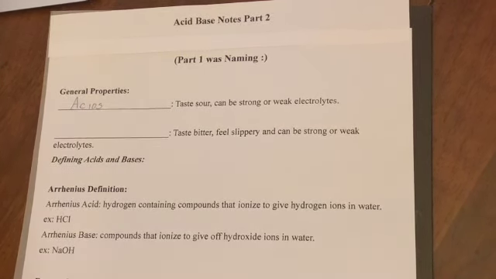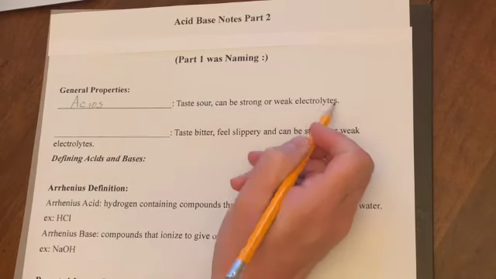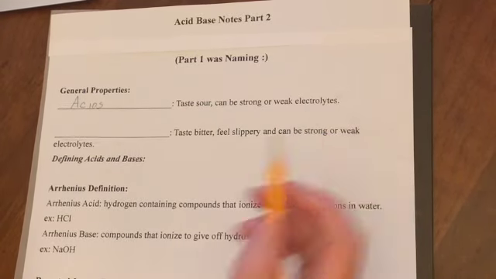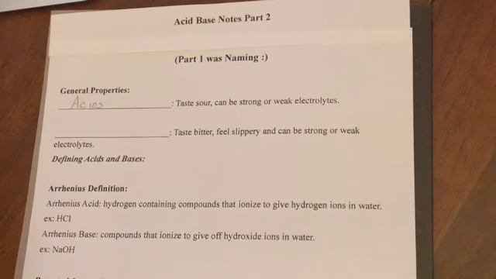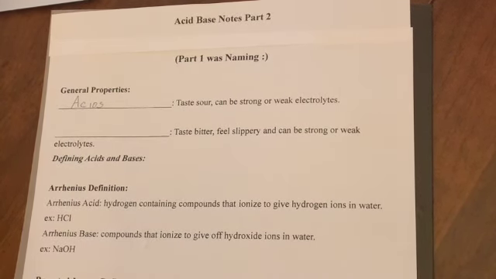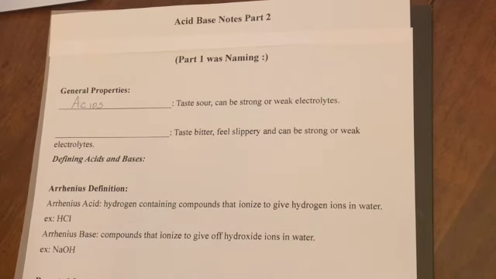Acids can be either strong or weak electrolytes. When we talk about something being an electrolyte, we mean its ability to dissolve in water. A strong electrolyte will dissolve completely in water and give off ions, whereas a weak one only dissolves a little bit. And we're going to talk a lot more about that as we go on.